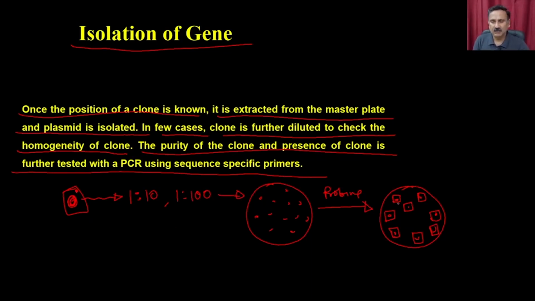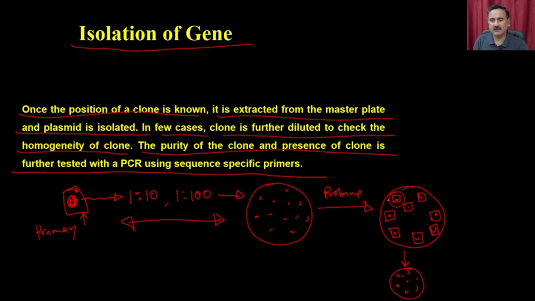So this is the primary screening through which you got this clone. Then you might have to do the secondary screening by further diluting these clones and doing the same reaction again and again, and you have to repeat that until all the clones give you the signal. So that is what you have to do if you want to isolate the gene.